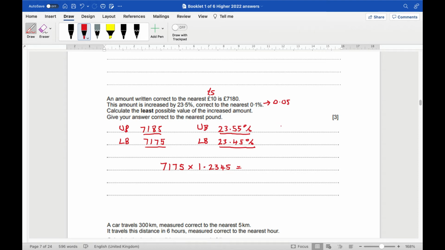1.2345. It's horrible. But to the nearest pound, it's 885. And my calculator says 7 then 0.5. But because it's 0.5, that will round up to 8858 to the nearest pound. Read the question. Don't drop a mark for doing all that work and not doing that. Okay?